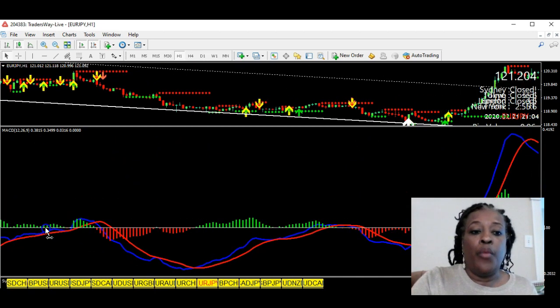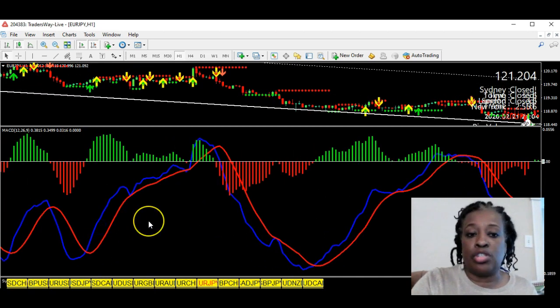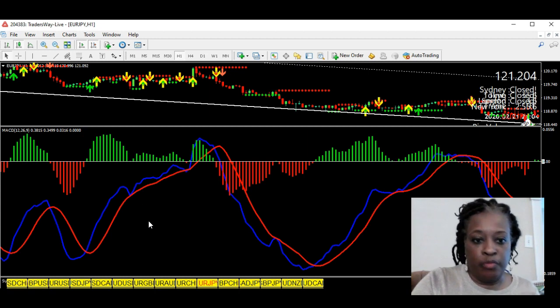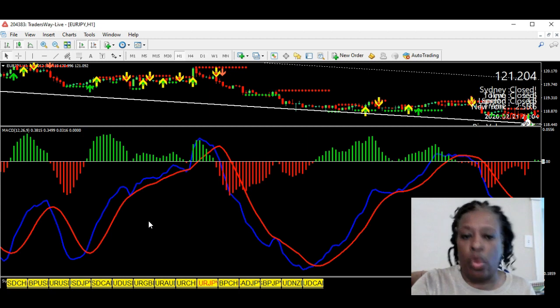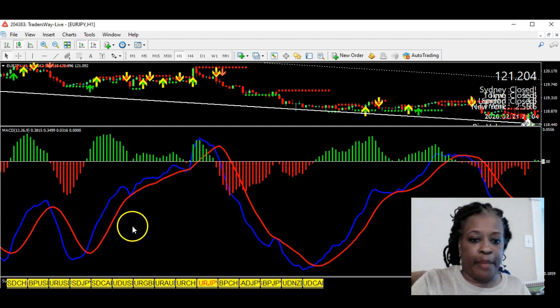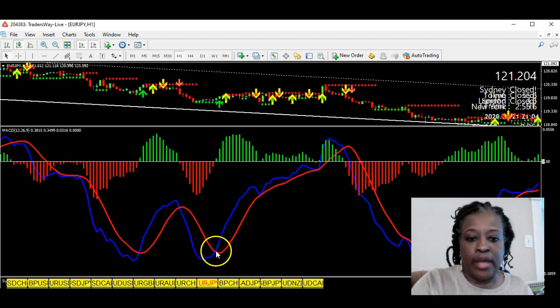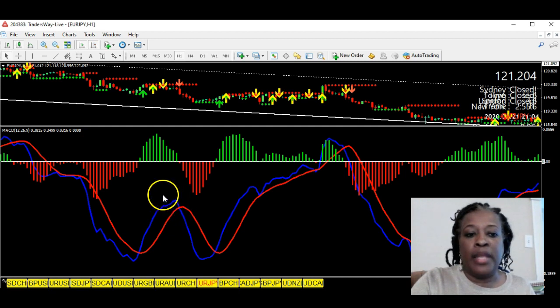Now, when the moving averages cross, very, very important. When the moving averages cross, it tells another story. And basically, when the moving averages cross, the opposite position is more dominant. So, as an example, let's say right here.